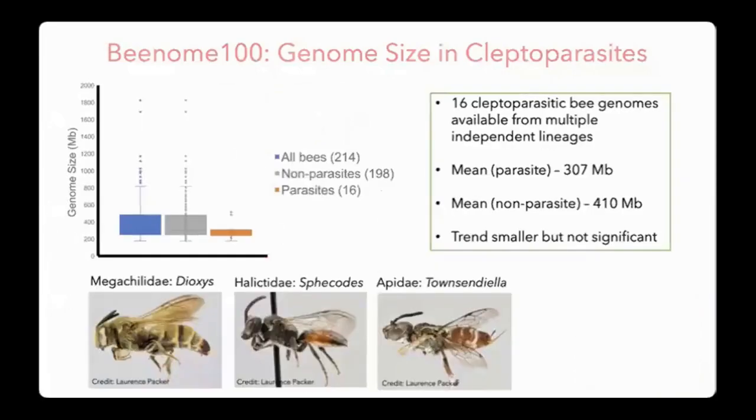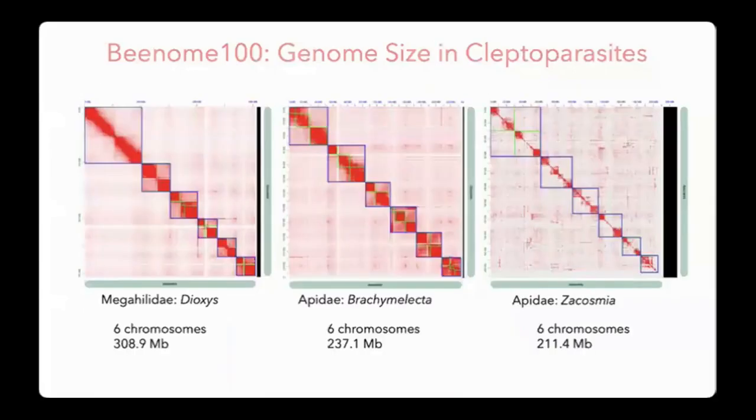And so we looked at this by compiling all the data we have, and we actually have genomes for 16 parasitic bees now across multiple lineages, and we compared these to the non-parasites. What we find is that although parasitic bee genomes tend to have a smaller genome size, the result currently is not significant, with the mean parasite bee genome size being 307 megabases, and the mean non-parasite being 410 megabases in size.